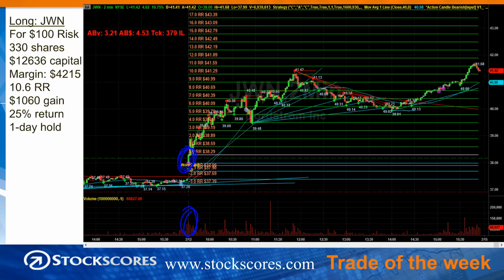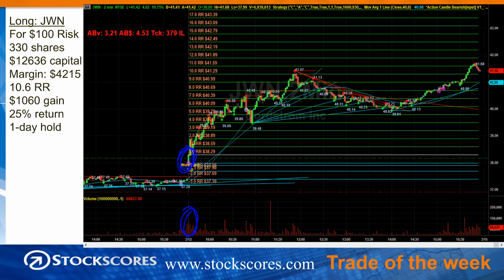So we then run our risk management. For every $100 of risk, in this particular case, we would take 330 shares. That's a $12,600 position, but of course, because it is a more expensive stock, you can leverage this if you want, 3-to-1, which when day trading is a good way to get better returns.